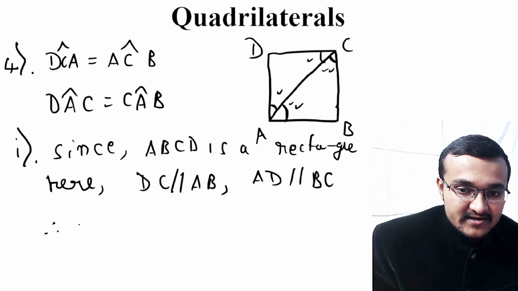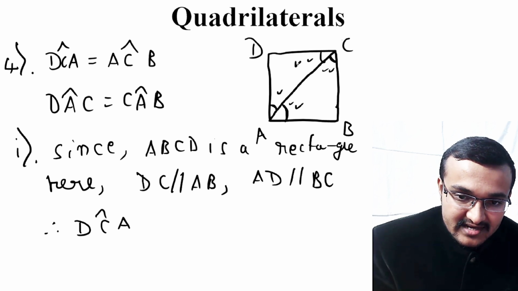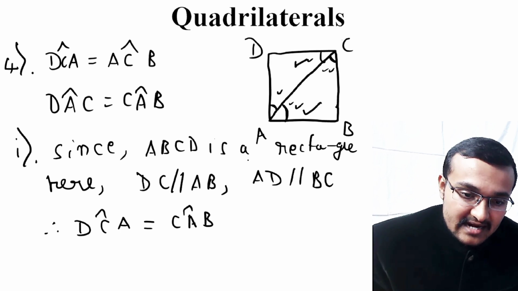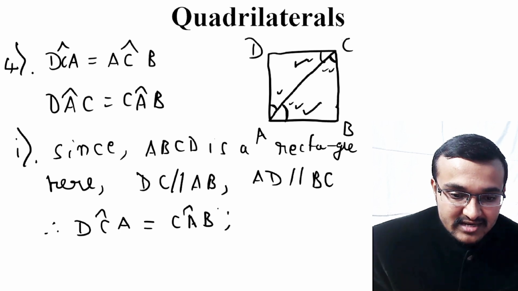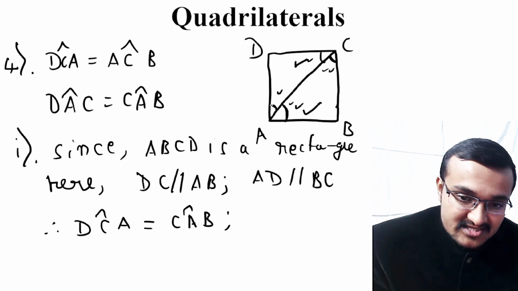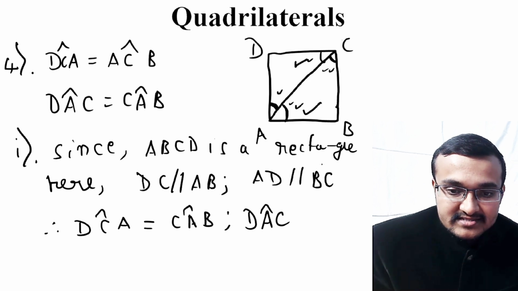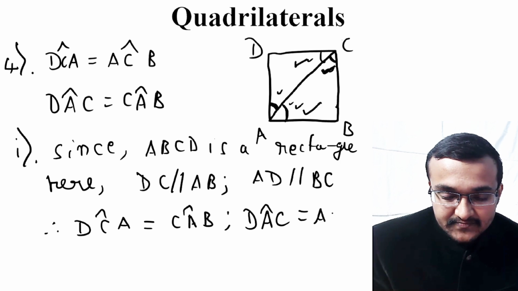So therefore here, this particular angle DCA will be equal to this particular angle CAB. DCA is equal to CAB, and because AD is parallel to BC, this particular angle DAC is equal to this particular angle ACB.